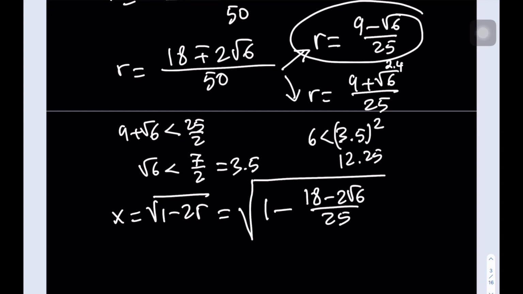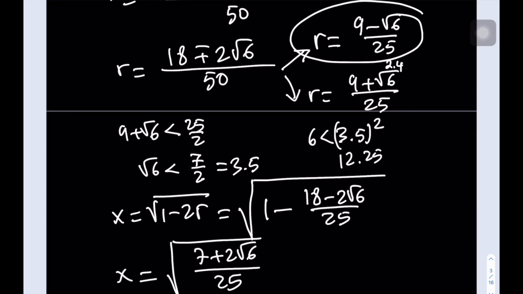Let's go ahead and simplify this a little bit. Well, I've got to make a common denominator. 25 minus 18 is going to be 7. So that's going to equal 7 plus 2 root 6 over 25. And you know what? This simplifies nicely. Isn't that beautiful? Look at that.